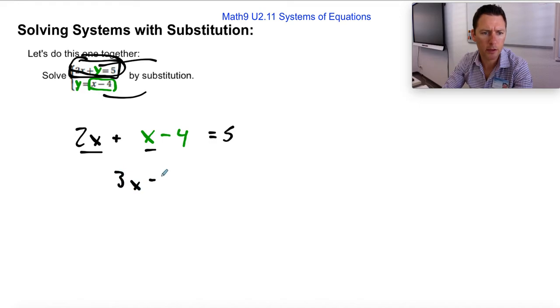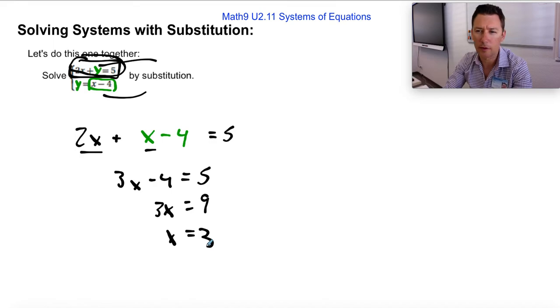And so now we've got 2x's and one more, so 3x's minus 4 equals 5, and so you add 4 to both sides, you get 3x is 9. You divide by 3 and x is 3. If you're not sure how to solve that, come see me. Not a problem, but come see me.